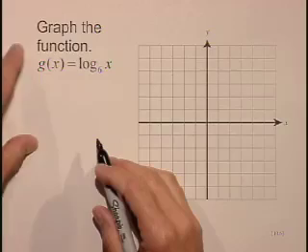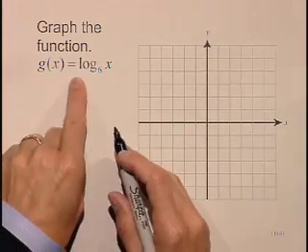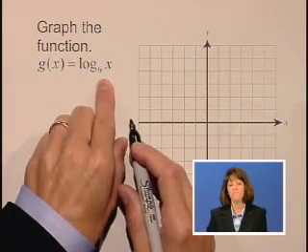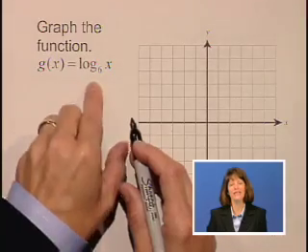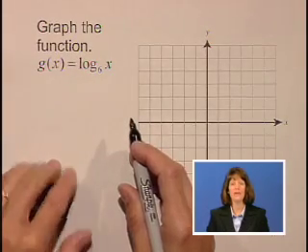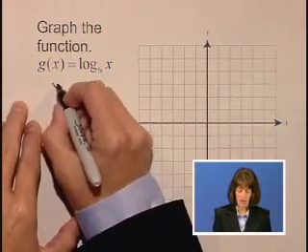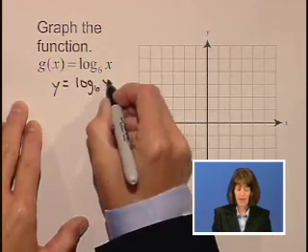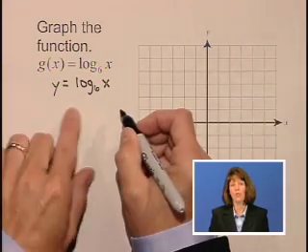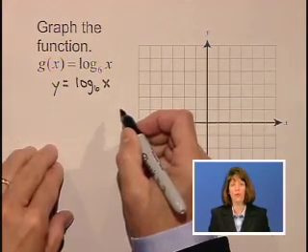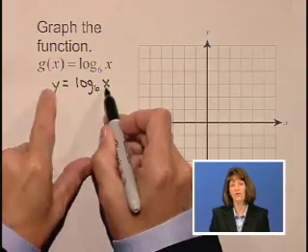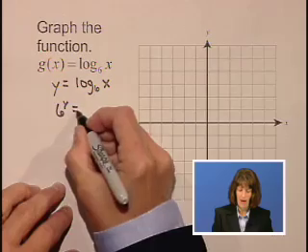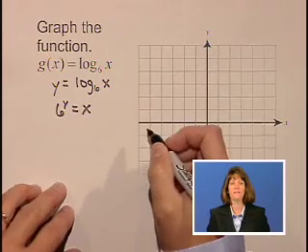Graph the function g of x is equal to log base 6 of x. Here we have a logarithmic function, and I like to rewrite these in their equivalent exponential form. I'm going to start by just writing this g of x as y is equal to the log base 6 of x. Then let's rewrite this in its equivalent exponential form as 6 to the y is equal to x. 6 to the y power is equal to x.